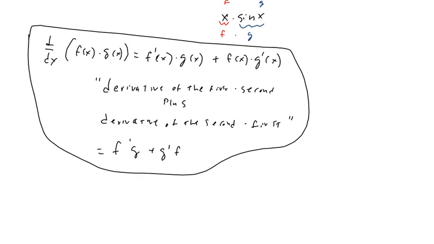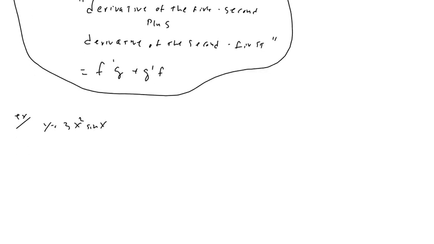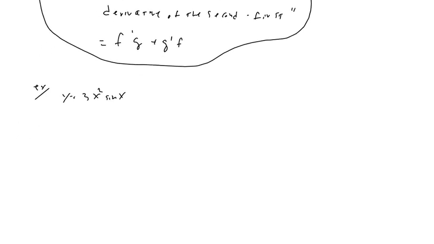So for example, if you're given an equation like, I don't know, what's a good one? 3x squared sine x. Okay? My f is 3x squared. My g is sine x.